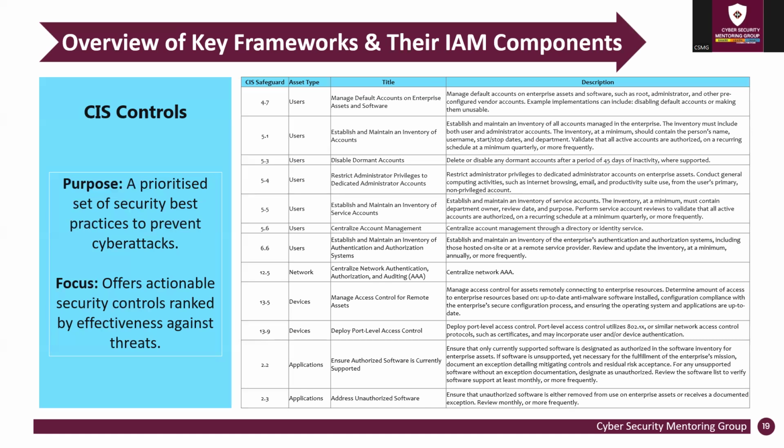You can see ensure authorized software is currently supported, address unauthorized software, ensure that unauthorized software is either removed from use on enterprise assets or receives a documented exception, and review monthly. So these are different elements of IAM that you will find in CIS.